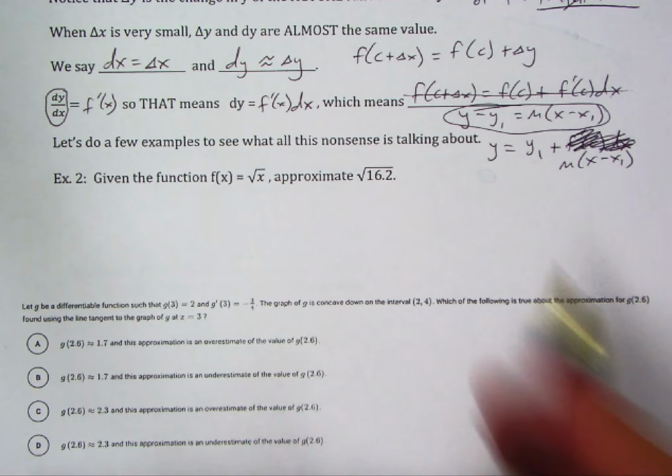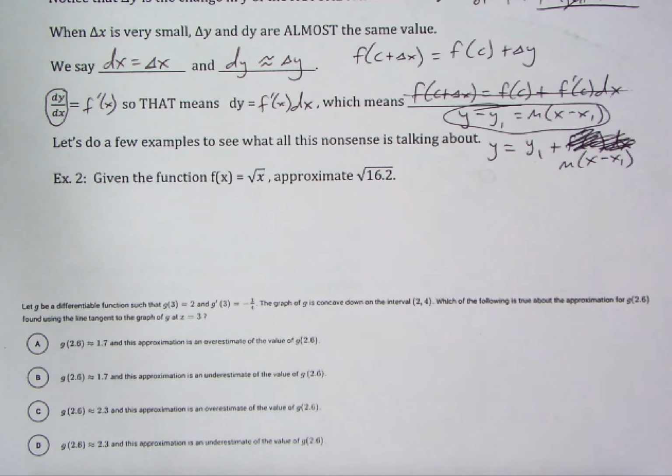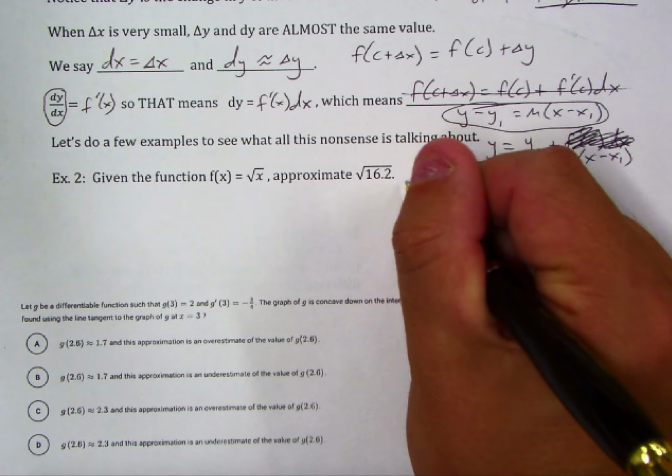So first thing, I want to pick a value really close to 16.2, so 16. So I'm going to have my c value be 16.